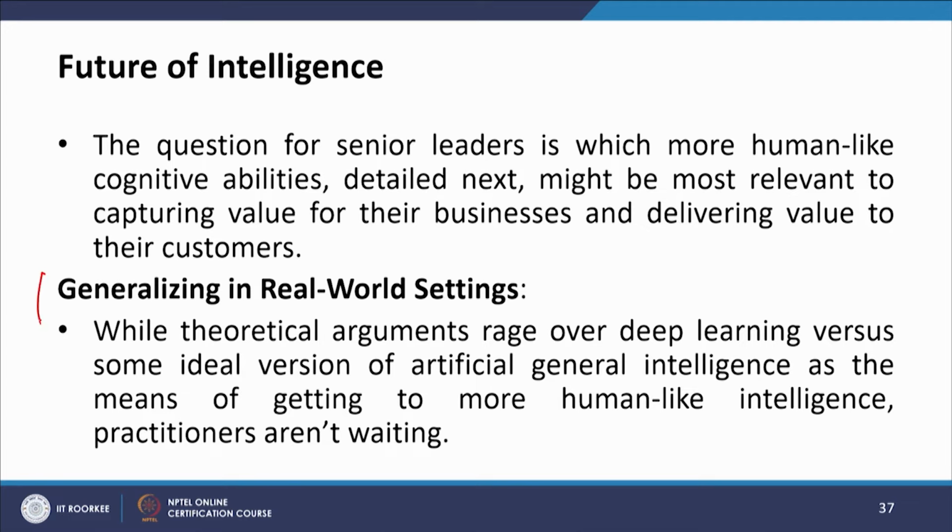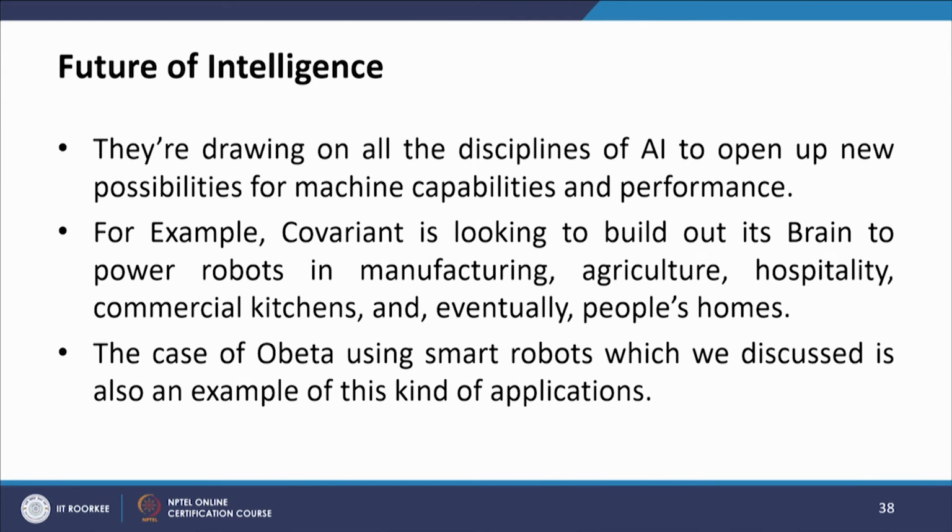So, the first is generalizing in real world settings. While theoretical arguments rage over deep learning versus some ideal versions of artificial general intelligence as the means of getting to more human-like intelligence, practitioners are not waiting. They are drawing on all the disciplines of AI to open up new possibilities for machine capabilities and performance. For example, Covariant is looking to build out its brain to power robots in manufacturing, agriculture, hospitality, commercial kitchens, and eventually people's homes. The case of Obeta using smart robots, which we discussed, is also an example of this kind of application.